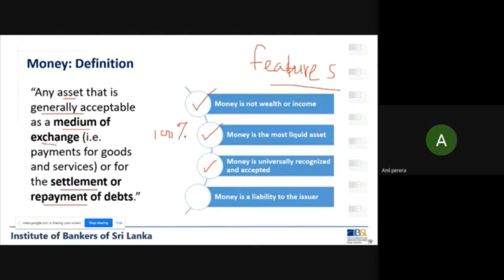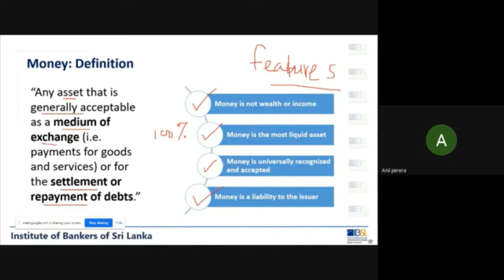Money is a liability to the issuer. Now, who issues money? Central Bank of Sri Lanka. Central bank, yes, in general you can call it the central bank or the monetary authority. So they are basically issuing money and they are responsible for the issuance of money. The stock of money is basically released by the central bank. So you call it an issuer.